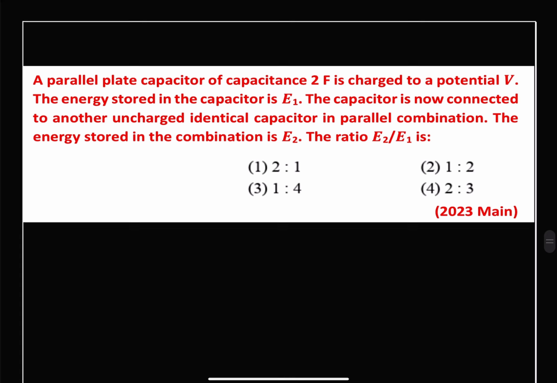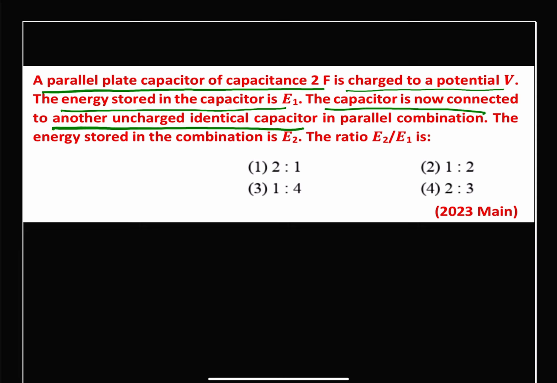Next question. We are given a parallel plate capacitor of capacitance 2 farad charged to a potential of V. Energy stored in the capacitor is E1. The capacitor is now connected to another uncharged identical capacitor in parallel combination. The energy stored in the combination is E2. The ratio of E2 by E1 is.